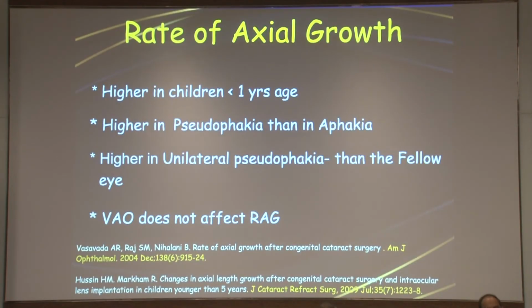It's higher in children less than 1 year in age. It's higher in pseudophakic eyes than in aphakic eyes. That's also something that we found in our publication, where we did a randomized trial comparing bilateral aphakia versus bilateral pseudophakia, with 5 years of follow-up. And understandably, the rate of axial length growth is far higher in unilateral pseudophakia, which means a unilateral cataract, which is likely to be anyway the weaker of the two eyes. And visual axis obscuration or PCO doesn't seem to affect the rate of axial length growth.